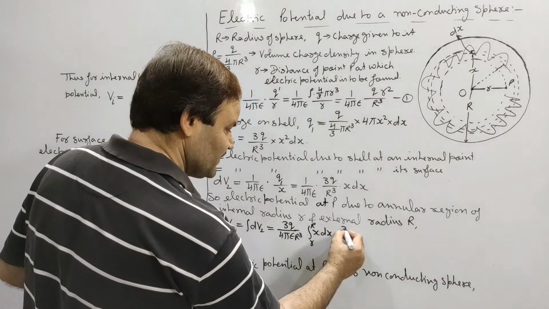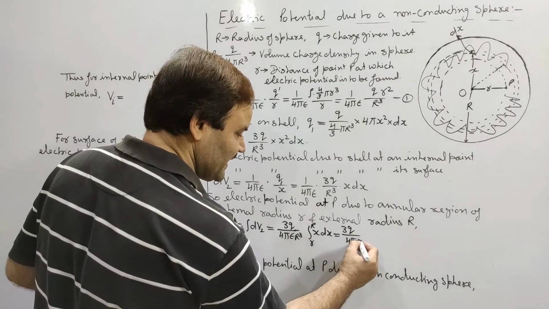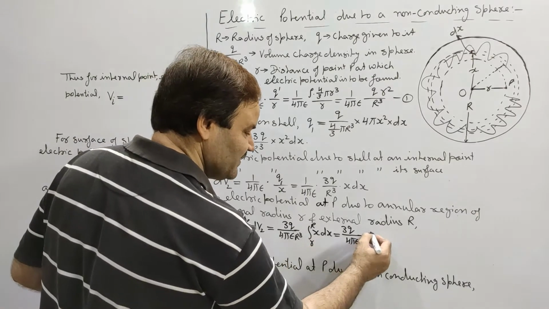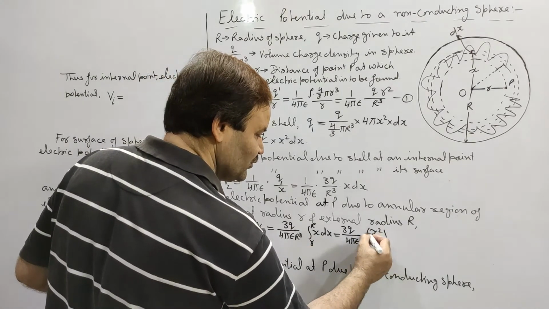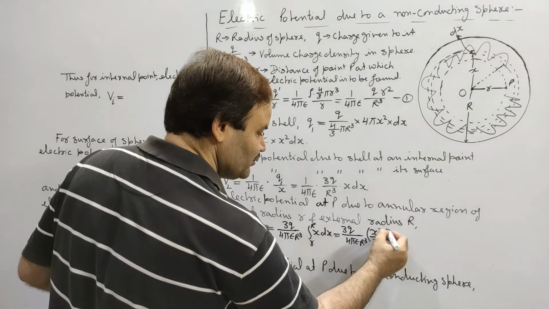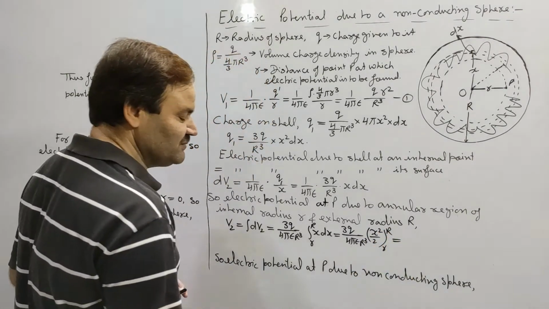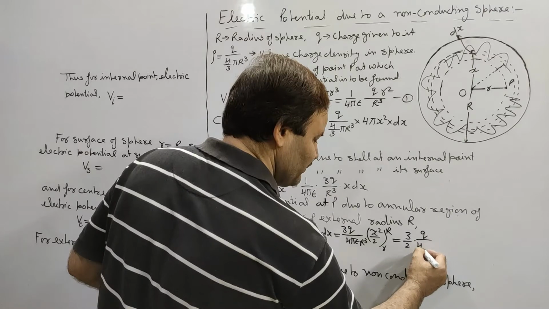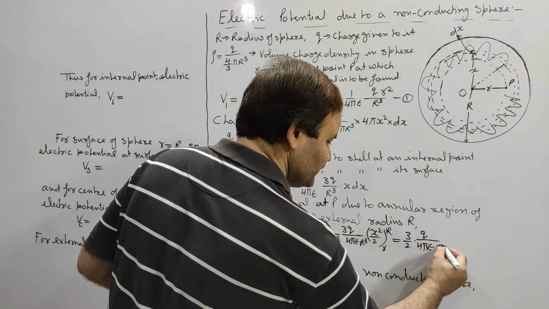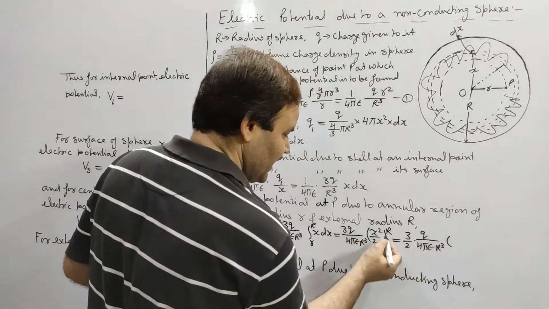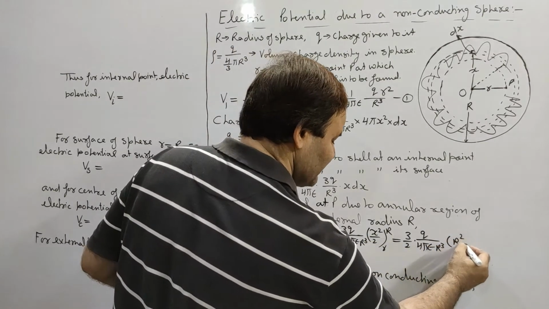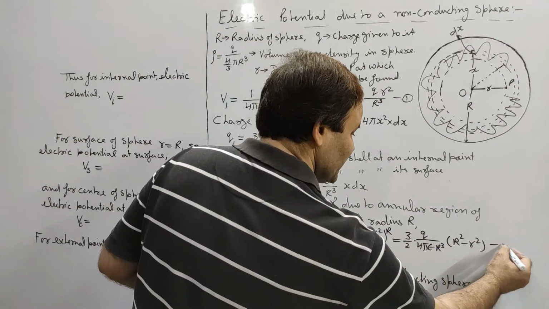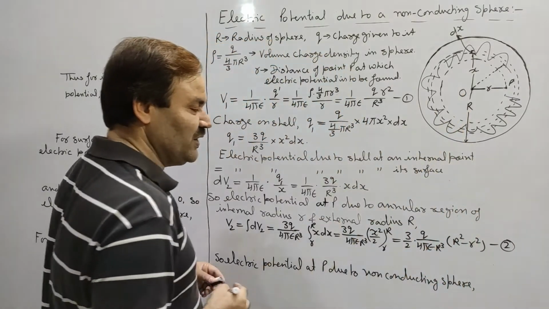This will give 3Q upon 4 pi epsilon R cube, and the integration of x with respect to x will be x square by 2. Limits will be from small r to capital R. So it will give 3 by 2 into Q upon 4 pi epsilon R cube, and with the limits applied, R square minus small r square. It is the electric potential due to the annular region at point P.